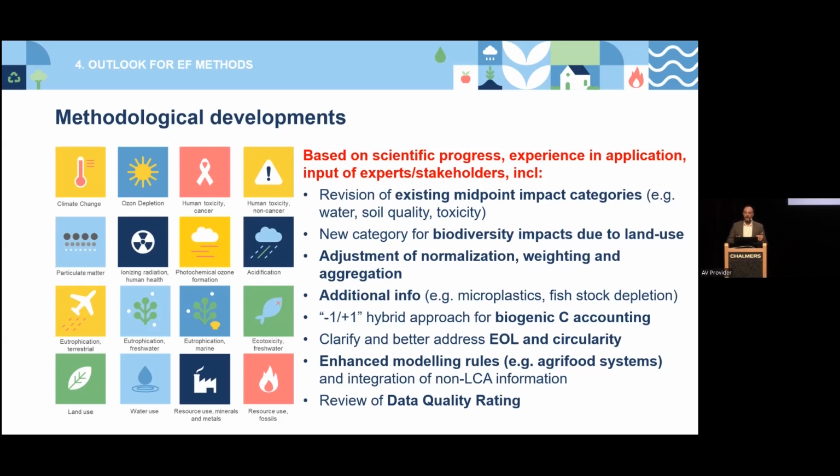We are also clarifying and providing some simplification for the end-of-life modeling, the circular footprint formula, and also to address in a more coherent way the circularity aspect in the EF method. We have enhanced modeling rules, mainly at the level of the agri-food system, and also aim to integrate non-LCA information. And finally, we are also working on the data quality rating, reviewing it. The coupling is dependent on the single score.